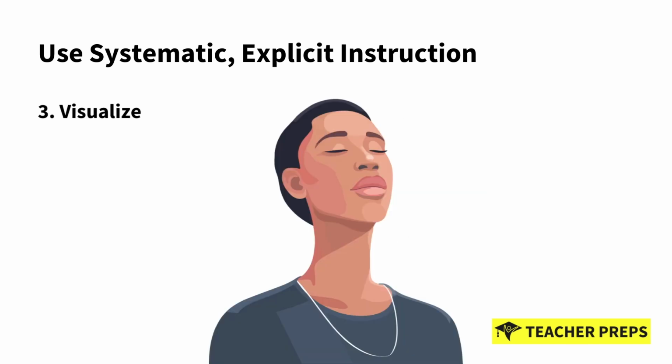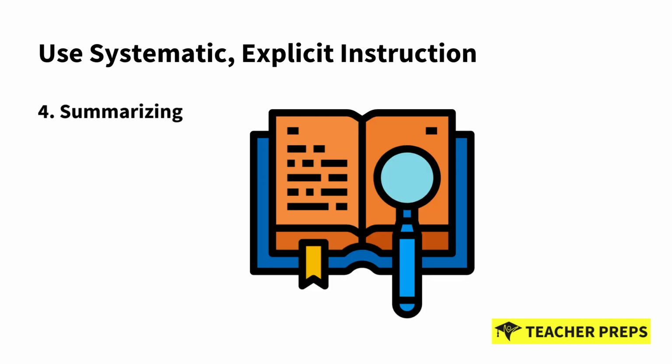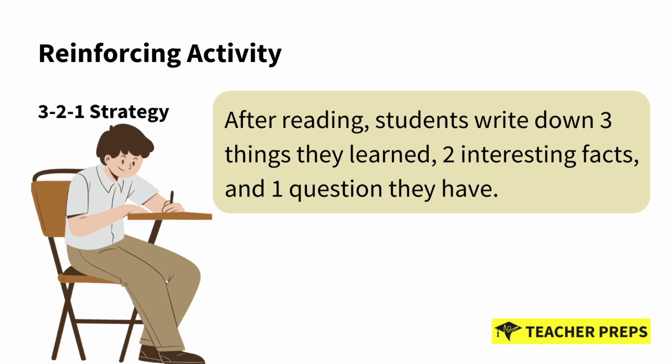Next, teach students to visualize by creating mental images to deepen their understanding. And encourage summarizing to condense information to grasp the main ideas and most important details. Engage the students with a reinforcing activity called the 3-2-1 strategy. After reading, students write down 3 things they learned, 2 interesting facts, and 1 question they still have.